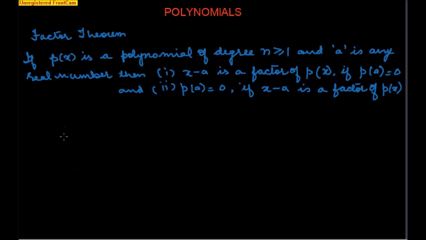Today in this video I'll be dealing with factor theorem. The factor theorem states: if p(x) is a polynomial of degree n greater than or equal to 1 and a is any real number, then x minus a is a factor of p(x) if p(a) is equal to 0.